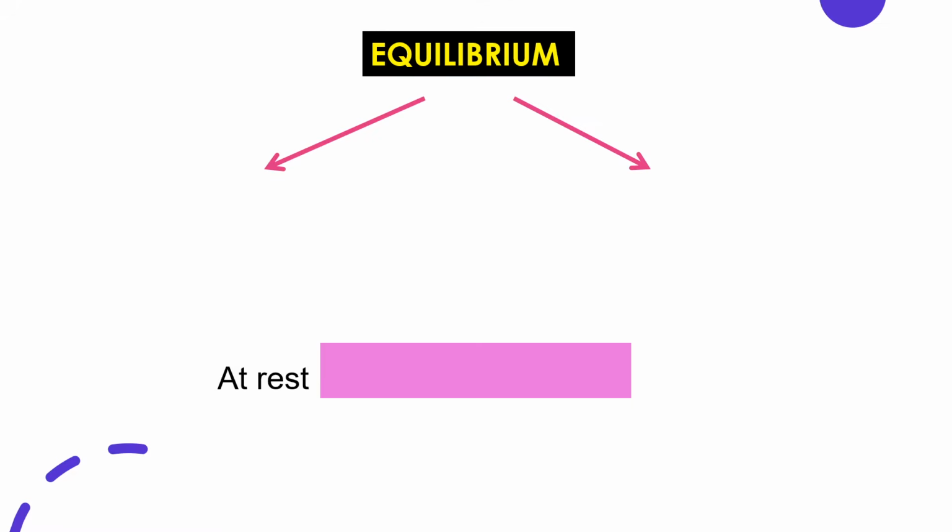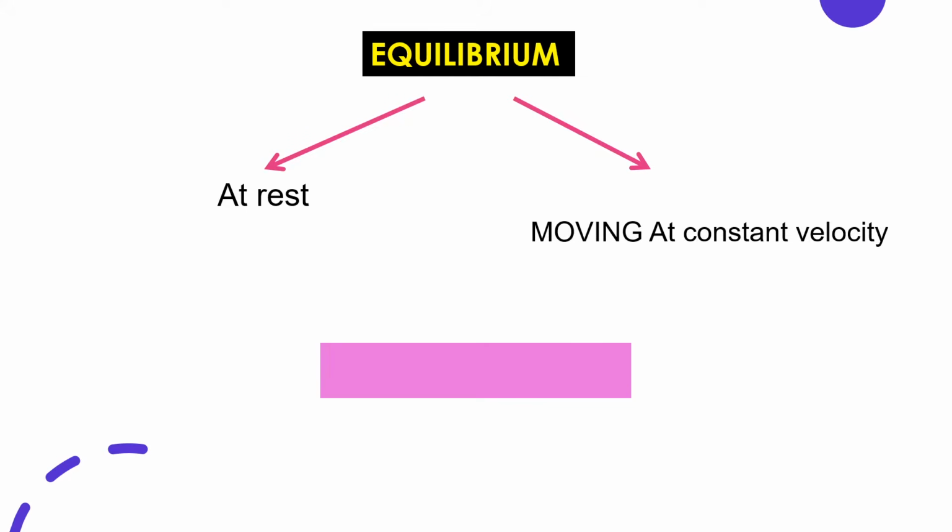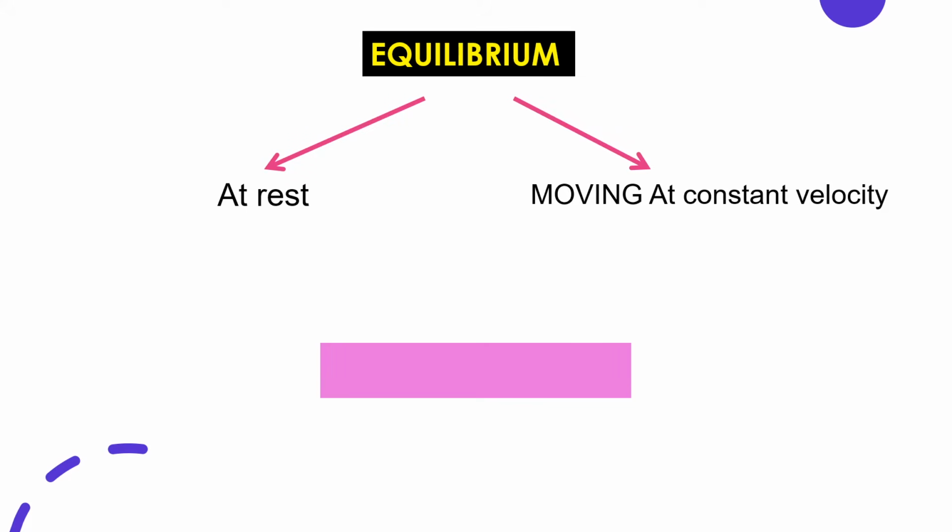Okay, so now equilibrium: at rest and moving at constant velocity. Ada dua keadaan. Equilibrium di mana at rest, where v is equal to 0 tadi. When v is equal to 0, a is equal to 0. So F net is equal to ma. When a is equal to 0, dia tidak bergerak, so F net is equal to 0.